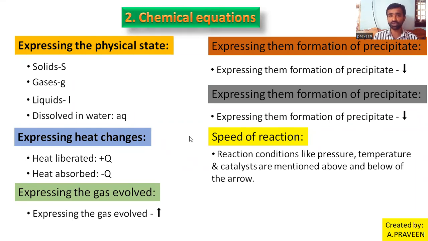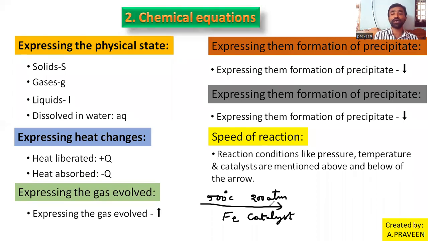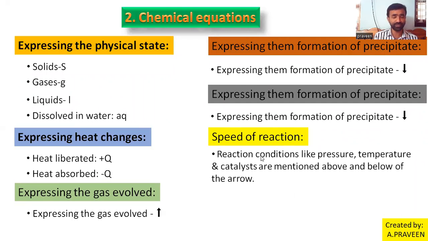Those conditions also we can represent above the arrow or below the arrow. Suppose you find something like 500 degrees Celsius at 200 atm, using iron as a catalyst. We can represent these above the arrow or below the arrow. So these are the examples, right? This is the speed of reaction indicator.